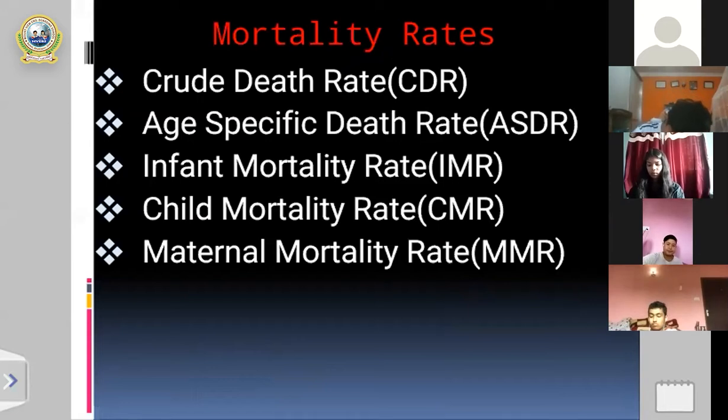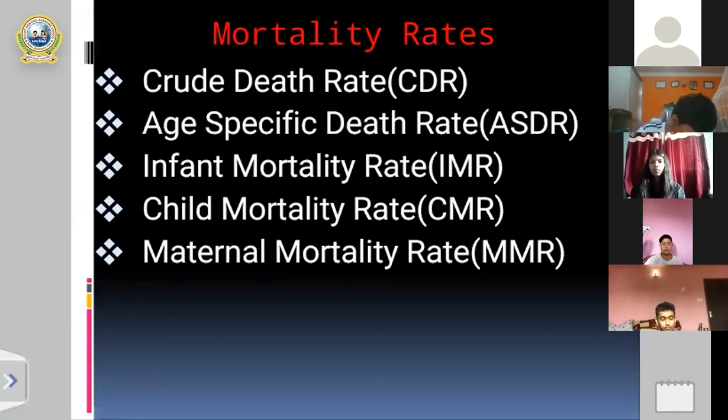In the previous class, we had already discussed the three major factors that change the size of population. After that, there are some demographic measurements of the three factors. The first is birth, fertility. In the previous week, we discussed the fertility rate in detail, and today in this class we discuss the mortality rates.